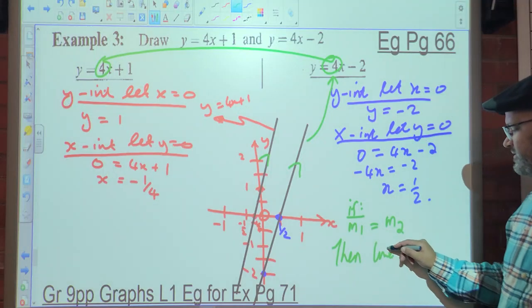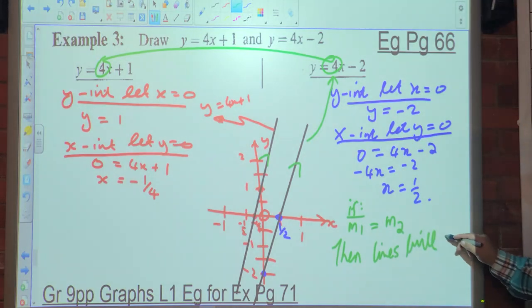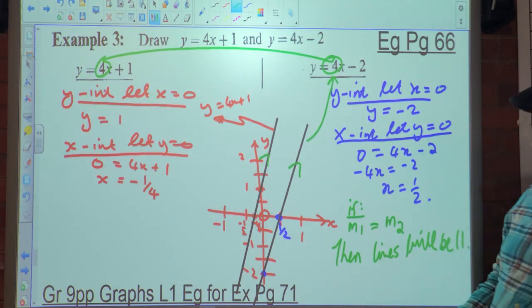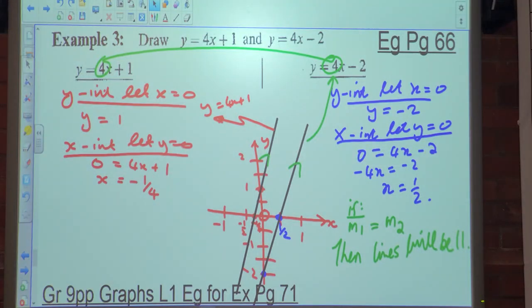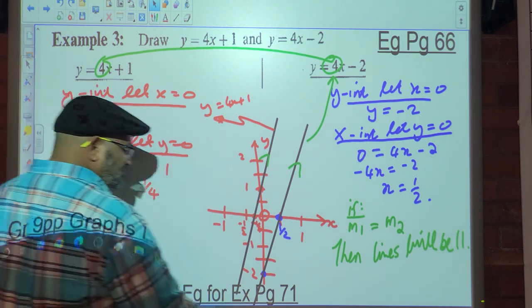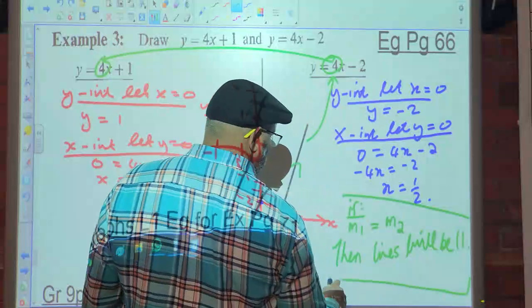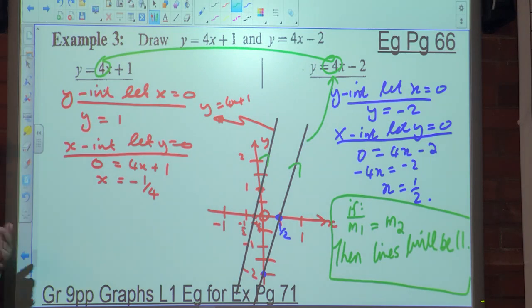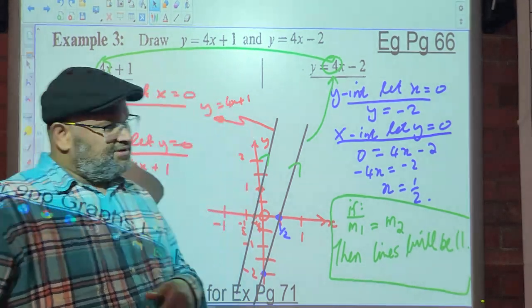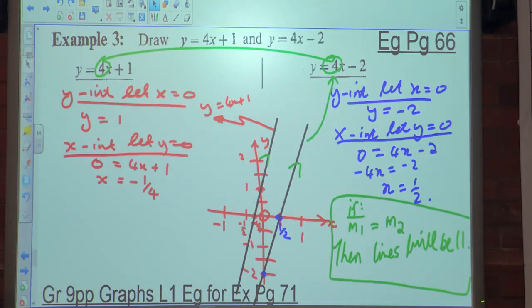Then lines will be parallel. So if gradients are the same, lines will be parallel. Or if lines are parallel, gradients are the same. And we're going to use this extensively all the way to matric. Okay. Lines are parallel, gradients are equal. If M1 is equal to M2, or the first gradient is equal to the second gradient, then the lines will be parallel. Okay.